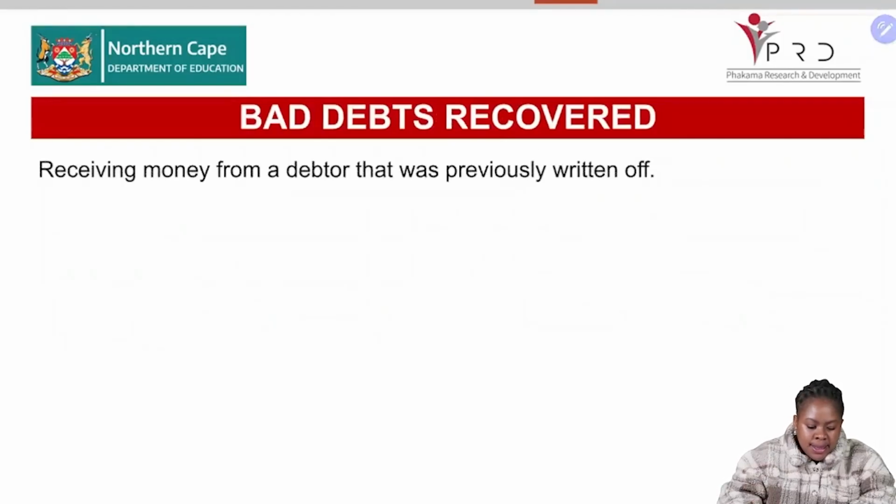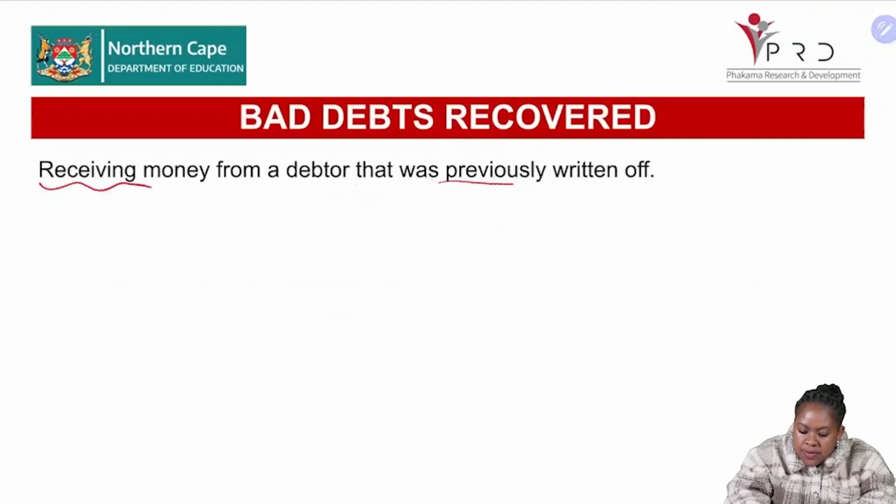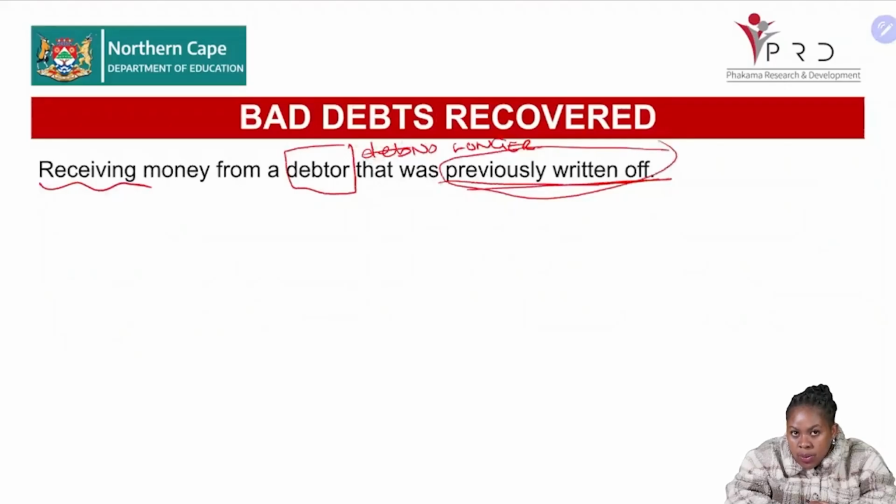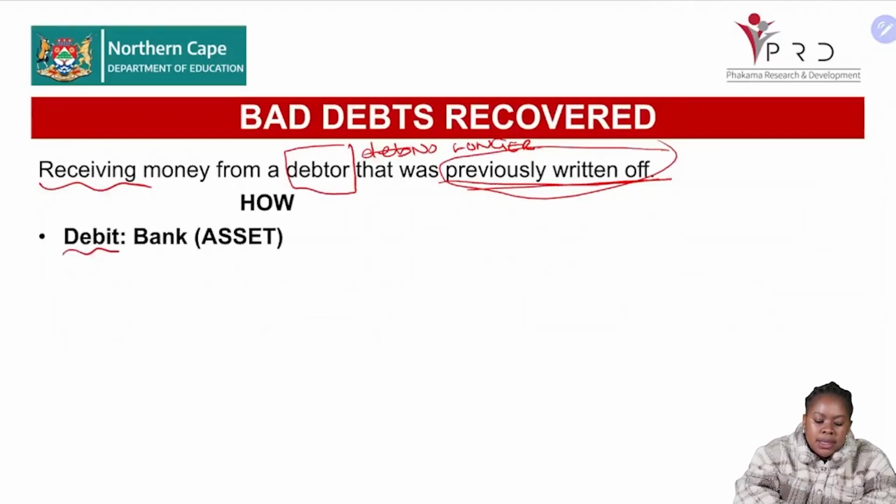I've already highlighted that receiving money from a debtor that was previously written off. Now, this person is no longer a debtor. They were previously written off. Okay, so how do we record this transaction? We record it by debiting our bank. Remember, debit means that we are receiving the money. So the bank received money.